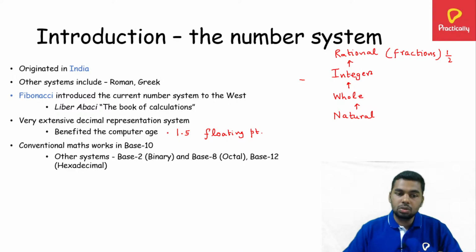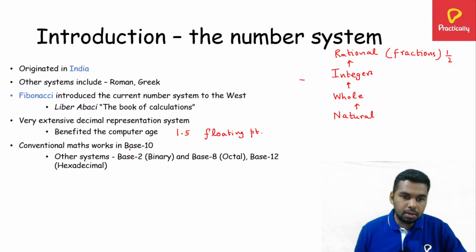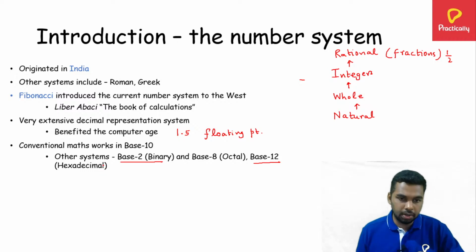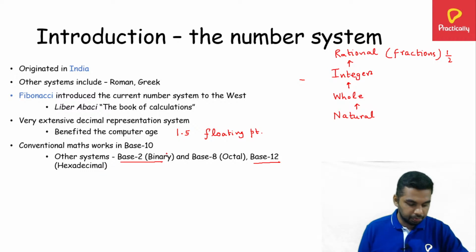All right, so there are some other representations that also exist. For example, in computers, again, you have base representation, base 2, base 8, base 12, and base 10. So in computers, we generally stick to base 2 and base 12. These are known as binary and hexadecimal. Most of you might have heard of binary, at least.